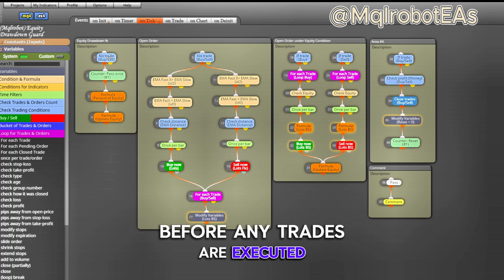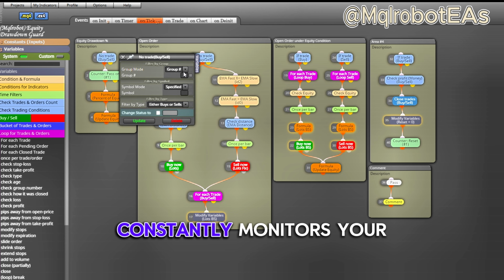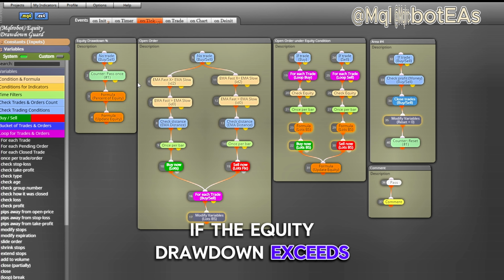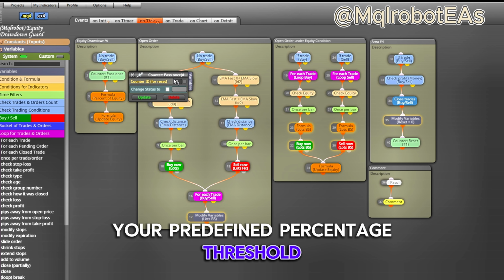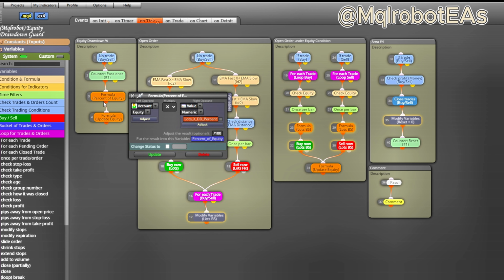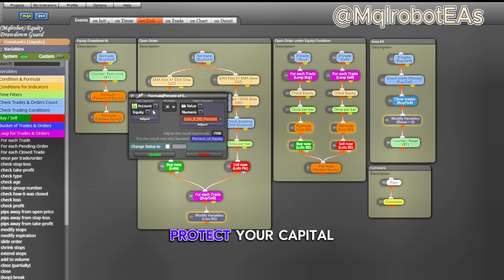Before any trades are executed, the EA constantly monitors your account equity in real time. If the equity drawdown exceeds your predefined percentage threshold, say 5%, the EA will pause trading operations and even close existing trades to protect your capital.